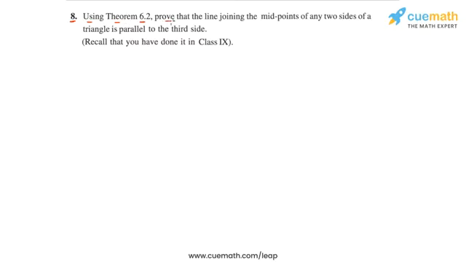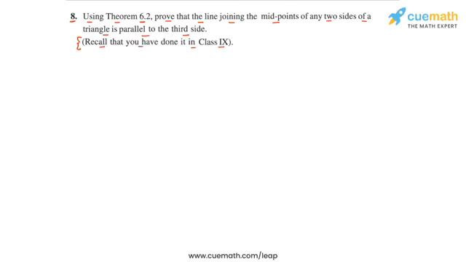NCERT textbook. Prove that the line joining the midpoints of any two sides of a triangle is parallel to the third side. So this statement is basically the statement of the converse of the midpoint theorem, which you must have studied in class 9. And that's what this part of the question says. Recall that you have done it in class 9.